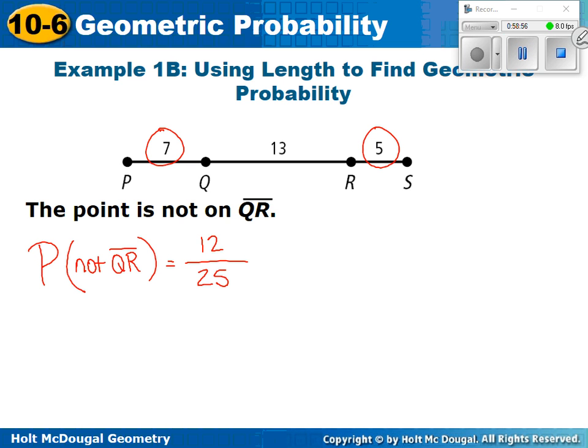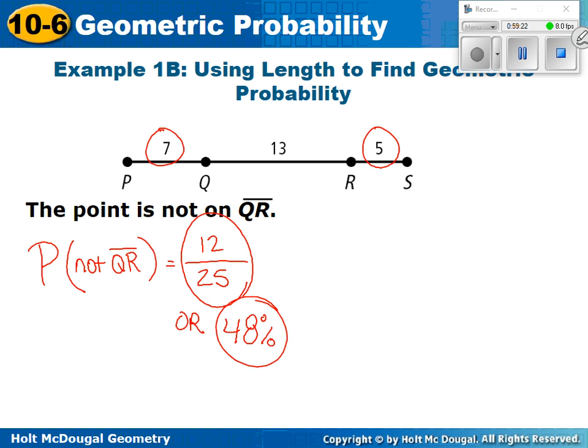Everybody okay with the probability idea? Okay, you can leave that if it's in simplest form. Is 12/25 in simplest fraction form? Will it reduce? Nope, nothing will go into 25 and 12. So that's my answer. Or what is that as a percentage? 48%. Are we getting the idea as far as distance goes?